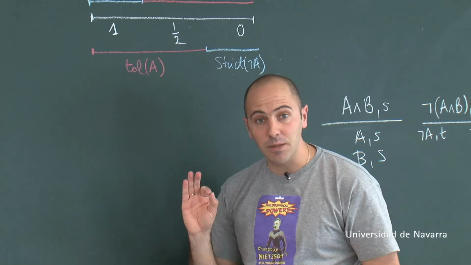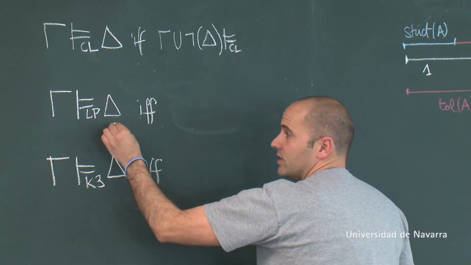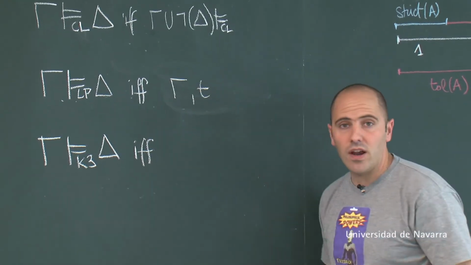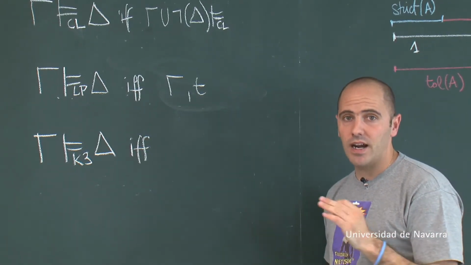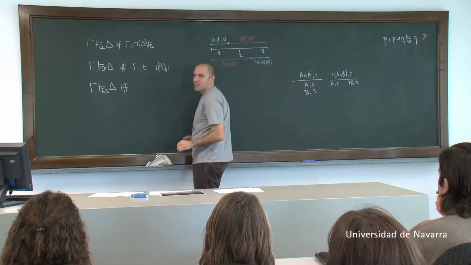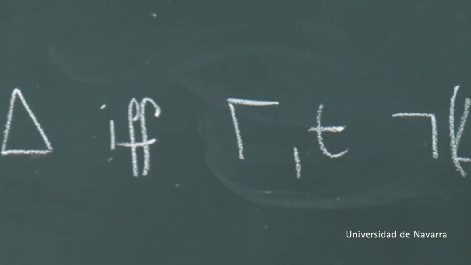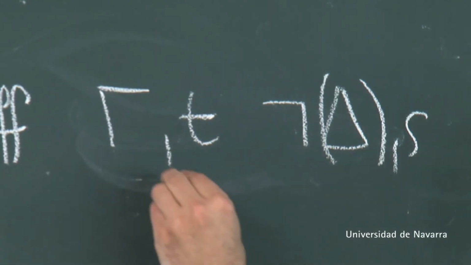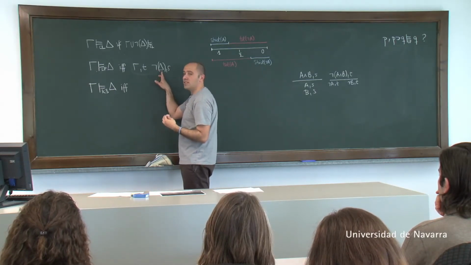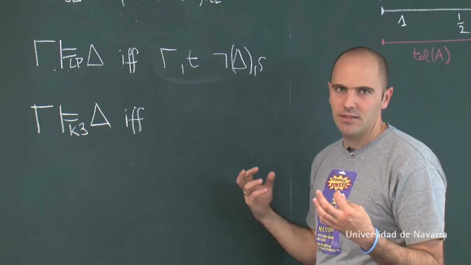And in particular, the equivalence that does hold is: delta is an LP consequence of gamma, just in case there is no interpretation where all the gammas are tolerated and the negation of the deltas are strict, right? So that's the relevant point. So delta is an LP consequence of gamma, just in case there is no interpretation where all the gammas are tolerantly true and the negation of the deltas are strict, right? Which is another way of saying the deltas are not tolerated, right?